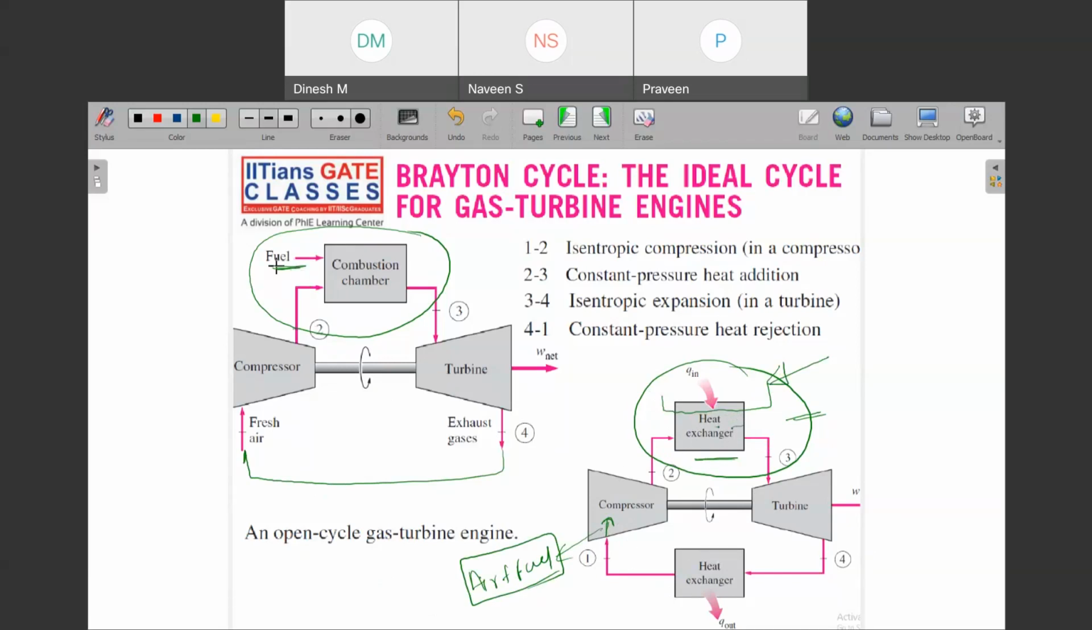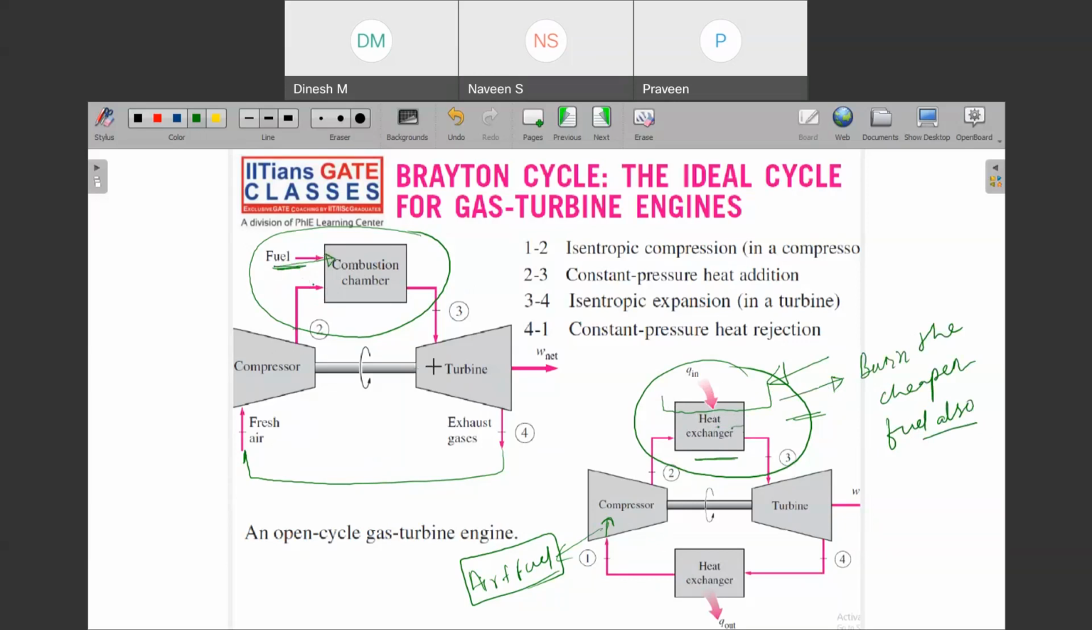But here, the fuel is directly burned. So the advantage of this one is that you can burn the cheaper fuel also. Why? Because the fuel part is not coming into the cycle, but here you don't have that freedom because your fuel is going into the cycle.